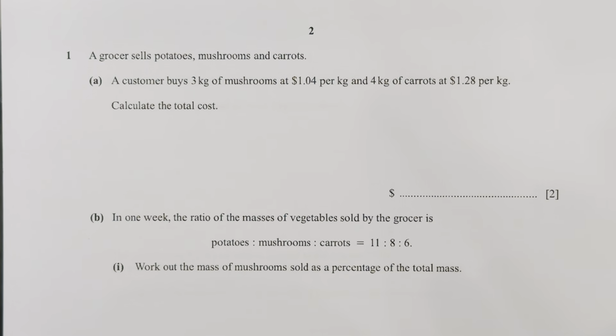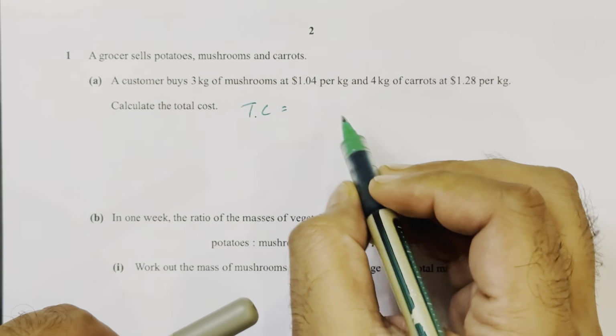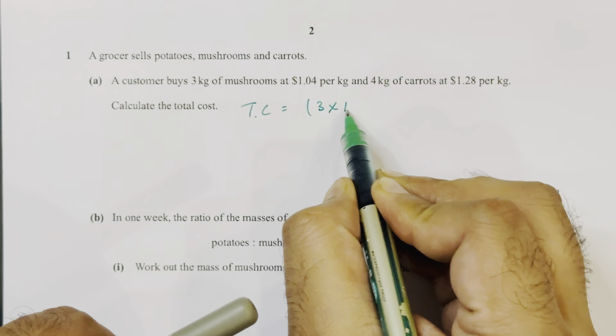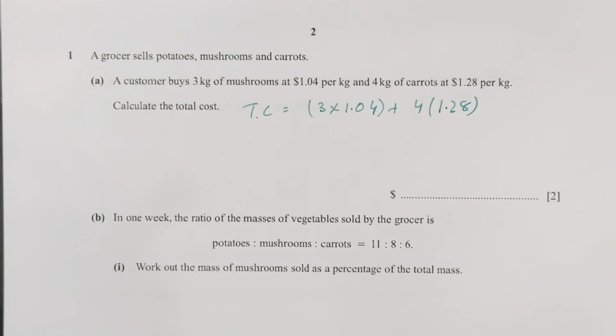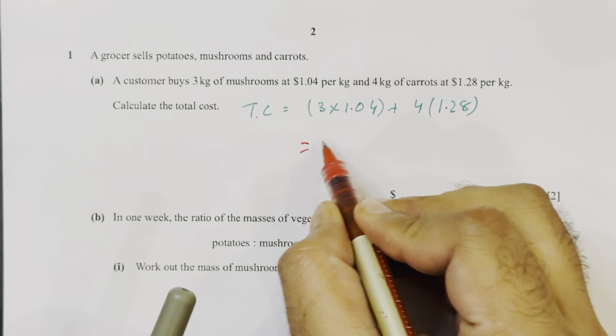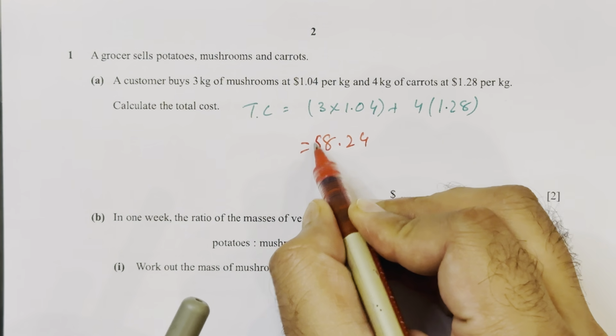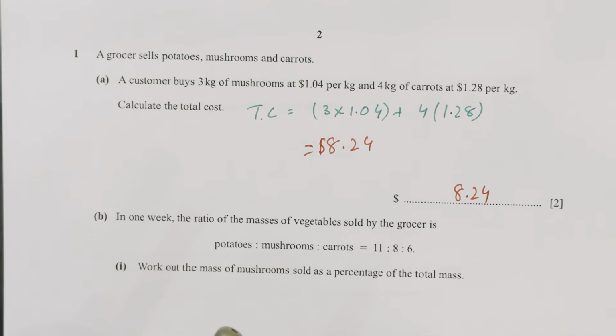Question number 1 is that a grocer sells potatoes, mushrooms and carrots. A customer buys 3 kg of mushrooms at $1.04 per kg and 4 kg of carrots at $1.28 per kg. Calculate the total cost. So total cost would be 3 kg, and what is the rate? That is equal to 1.04, and the rate of 4 kg of carrots is 1.28. After calculating this, we get the value that is equal to $8.24. So our answer is $8.24.